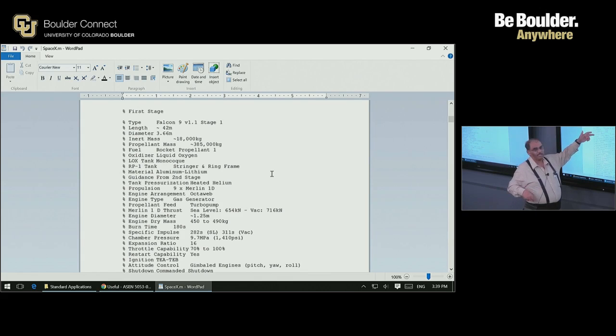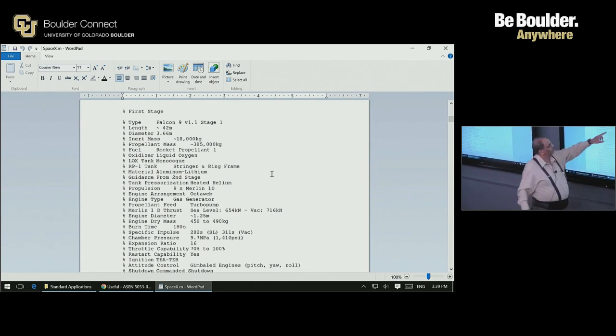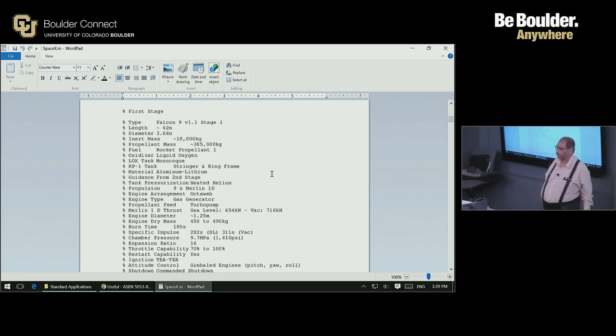So propellant mass, as you can see, rocket vehicle is mostly propellant. Okay? Huge amount of propellant. So you need to know these things. And then what kind of propellant does it use? In this case, RP1, kerosene, oxidizer liquid oxygen, and other sort of considerations like propulsion. In this case, I will talk about the design philosophy.